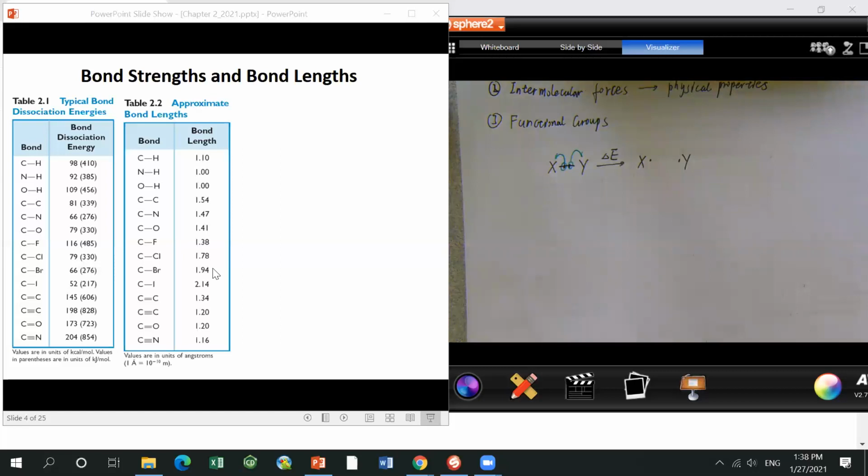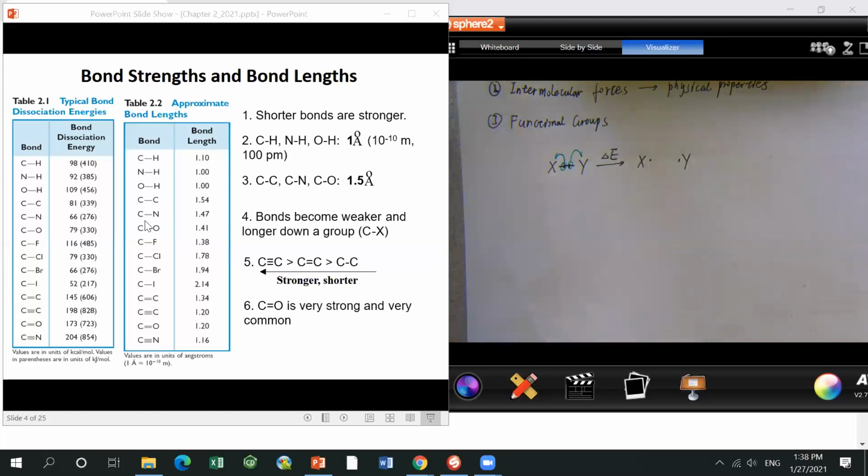And the next table is the bond length. If you take a close look at these two tables, you'll find that the shorter the bond, the stronger it is. For example, the CH bond is about 1.1 Angstrom, and the CC bond is about 1.5 Angstrom. The CH bond has a bond strength of 98, and the CC bond 81. You can find a similar trend for other bonding situations. The shorter the bond, the stronger.